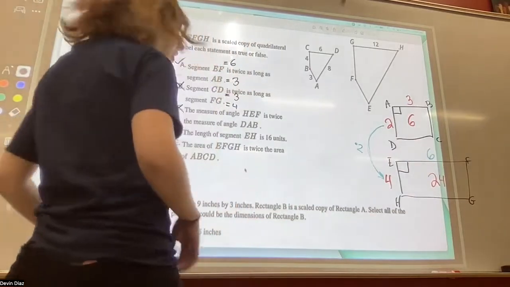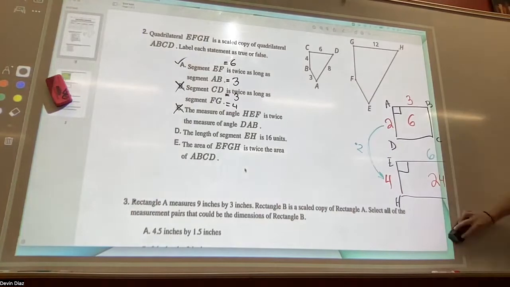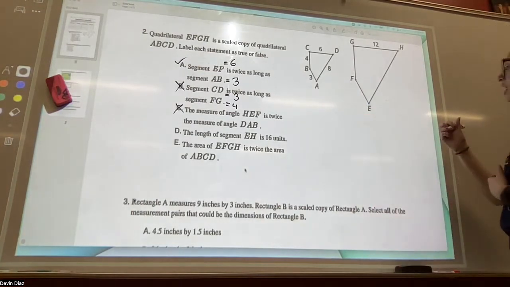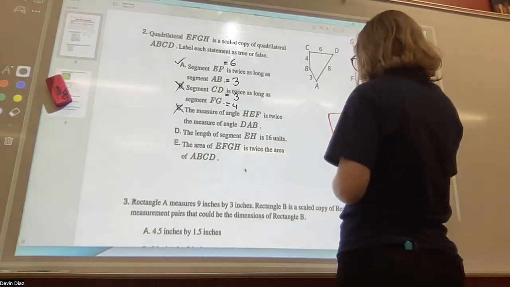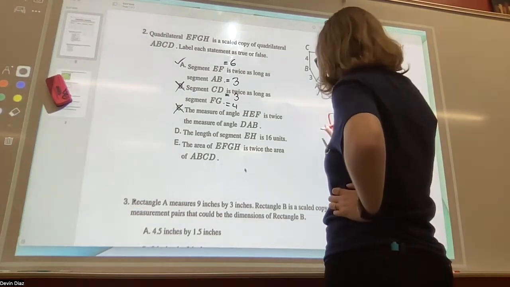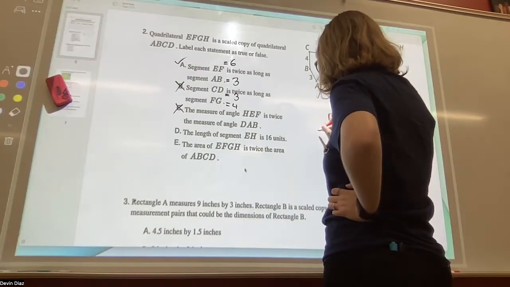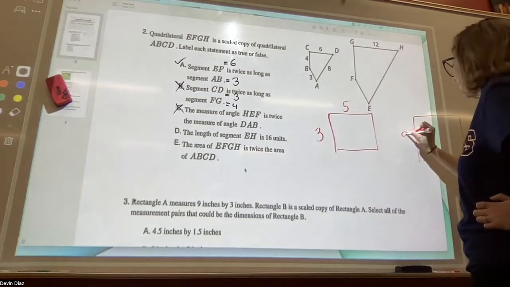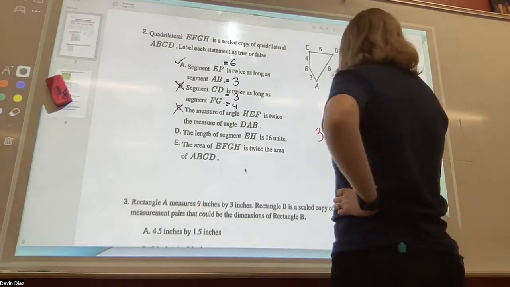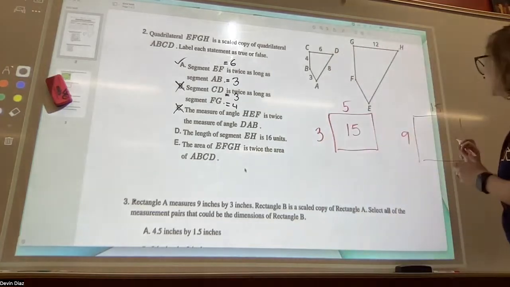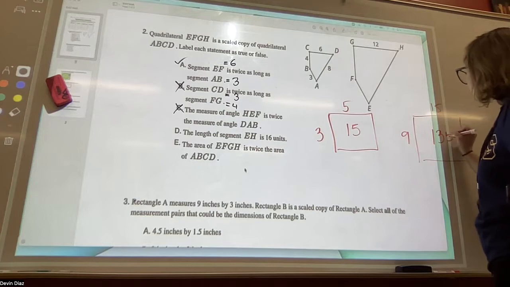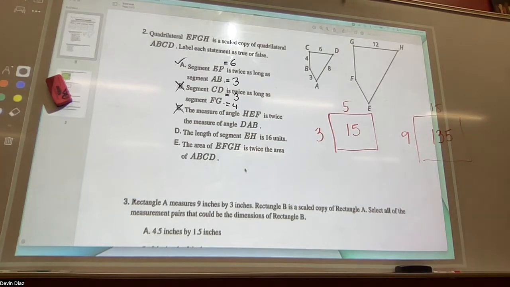If I had a different one, I'm just going to give us a different example to show you a fun thing about area. Let's say my sides are 3 and 5, and then this one has 9 and 15. My area here is 15. My area here is 135. Notice that from here to here, it's times 3.